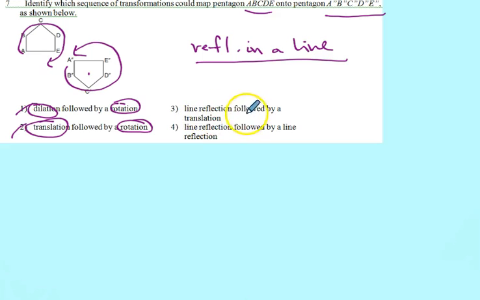Number 3 has line reflection followed by a translation, so it was sliding afterwards. And number 4, line reflection followed by a line reflection. And that is a curious case. Imagine a line reflection that produces change of orientation. And then change of orientation would happen again.